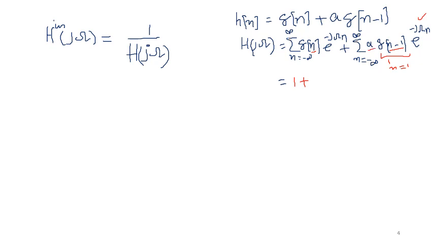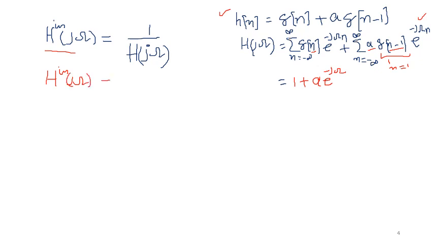So a is scaling, so a comes here, and we have e power minus j omega. So that's the frequency response of the original system. And remember, we need to find the frequency response and the impulse response of the inverse system. So what will be the frequency response of the inverse system? By just putting its value, we get the frequency response of the inverse system.